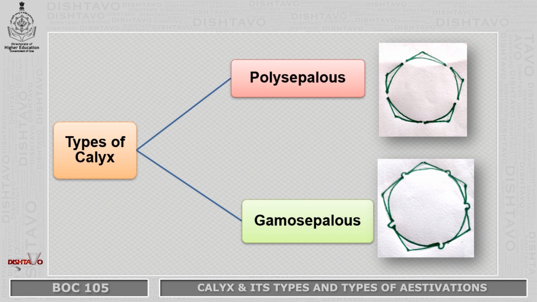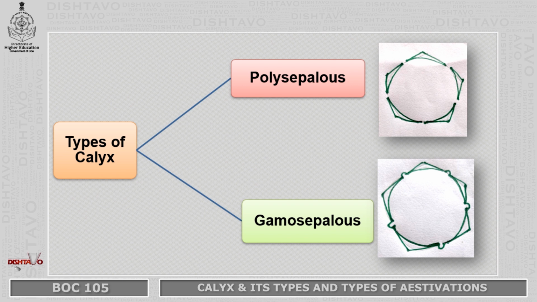Let us study the types of calyx. Calyx is divided into two types, polysepalous and gamosepalous. Polysepalous calyx has free sepals, whereas gamosepalous calyx has fused sepals.